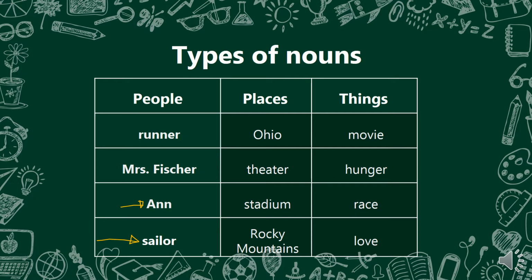Places, we have here Ohio. This is a state in the United States. Theater, stadium, Rocky Mountains. So what is the difference between, for example, a stadium and the Rocky Mountains? The Rocky Mountains is a proper noun, the same as Ohio, proper noun, while theater and the stadium are common nouns. The last column, we have things like movie, hunger, race, love. Everything. All these are nouns of things, I mean.